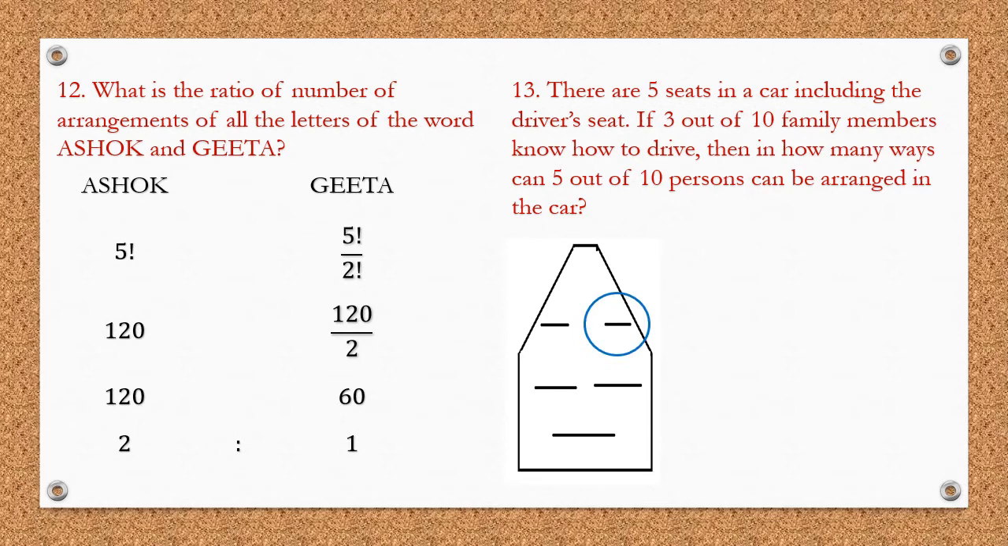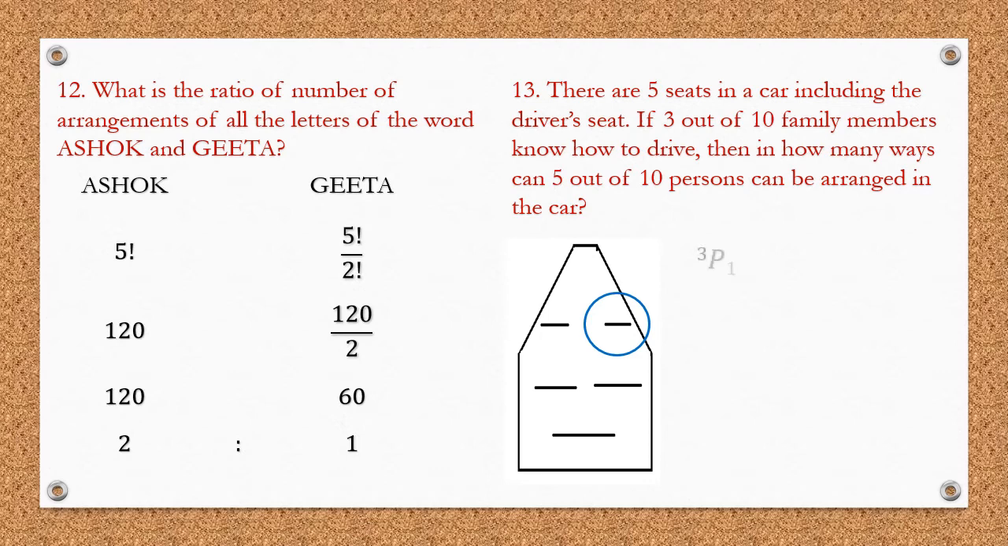Now in this car, this is your driving seat, and in the family of 10, only 3 people know how to drive. Now whenever we are talking about a car, the drivers are the most important people. It doesn't matter who sits in the other seats, but a driver must sit in the driver's seat. Anyone else who does not know driving should not sit in the driver's seat. So whenever we are arranging people, first we should arrange a driver. So out of 10 family members, 3 people know how to drive. Now 3 people can't drive together. That means out of 3 people, any one person is going to drive here.